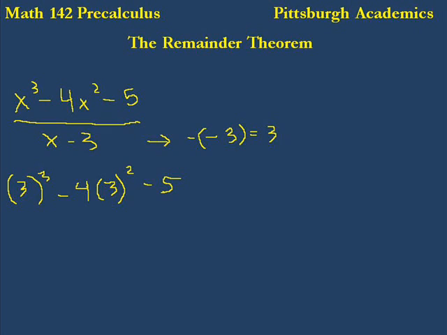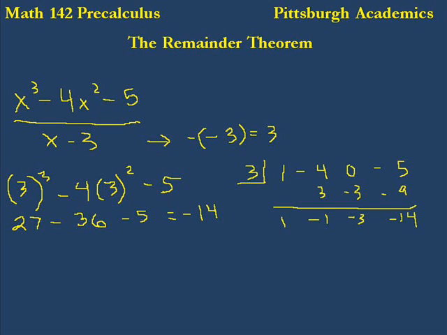The Remainder Theorem says you can plug that bottom 3, the negative 3 turned into a positive 3, into the original polynomial, and you can get what the remainder is just by plugging in that number. So if we take the positive 3 and put it in for the x's, it's going to be 3 to the third minus 4 times 3 squared minus 5, and it's going to give us a negative 14.